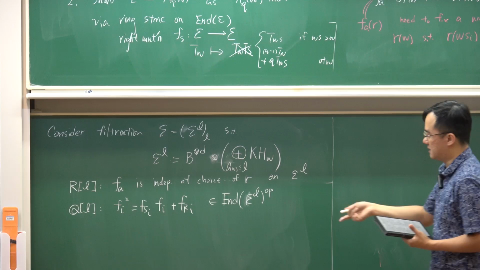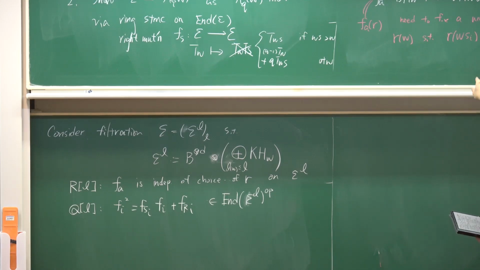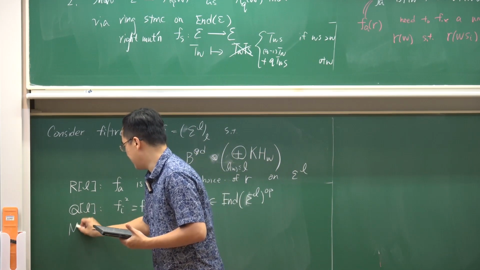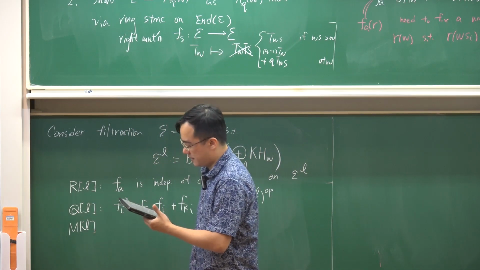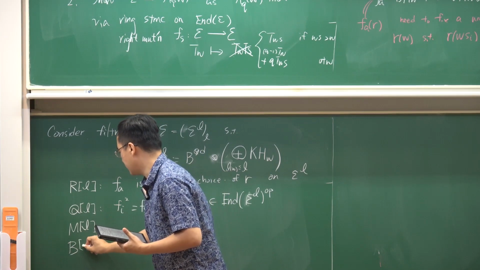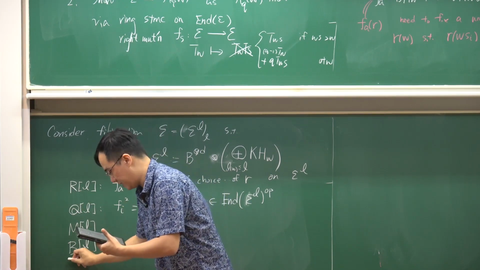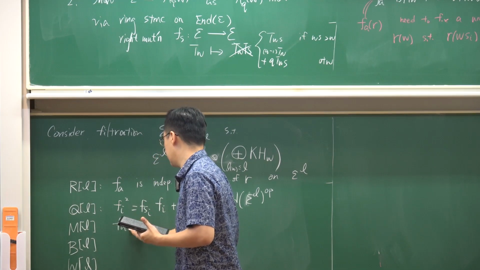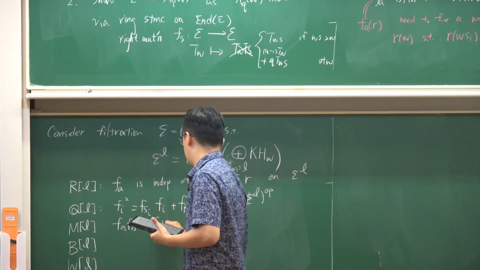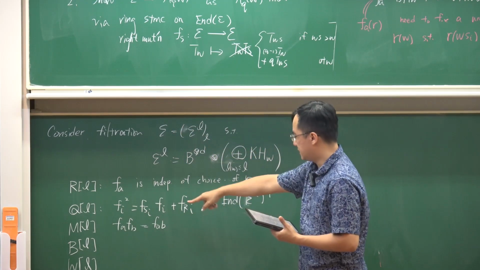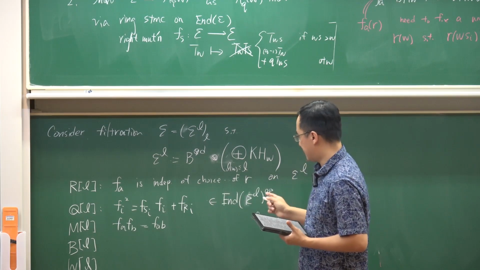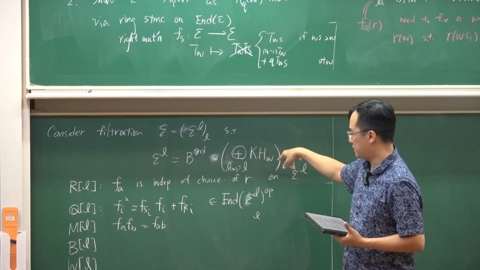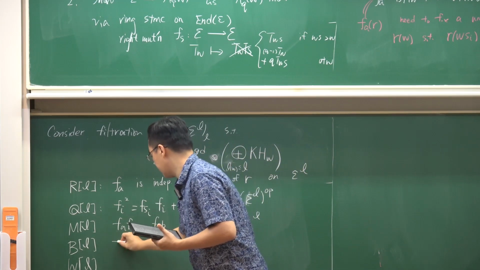By "up", this is just because we are looking at the right action, so I put an up here. And then in order to prove this, you also need to consider similar statements for the multiplication, for the braid relation, and the wreath relation. They are these. Each statement with this bracket number indicates on which filtration layer it holds.